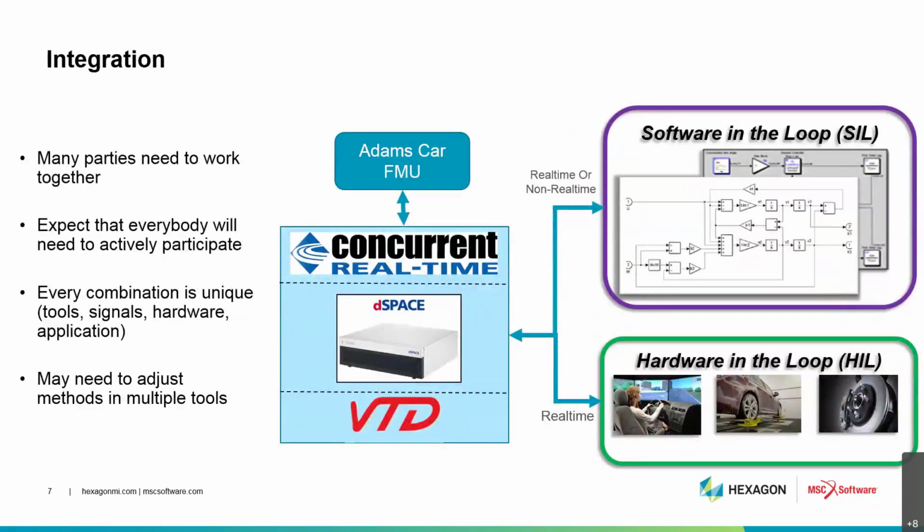Okay, once you have a model and it's fast enough and you're ready to plug it in, you're going to take your FMU and pop it in to work with a concurrent machine, a dSPACE machine. You may be connecting it to VTD, maybe all three of these, maybe two of them. It's kind of a wild ride out there. And then that's going to be interfacing with the hardware, interfacing with software. So there are a lot of parties here that may need to work together.